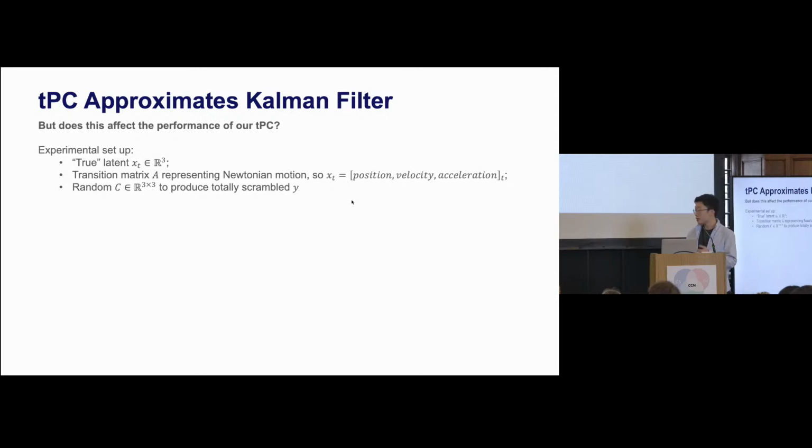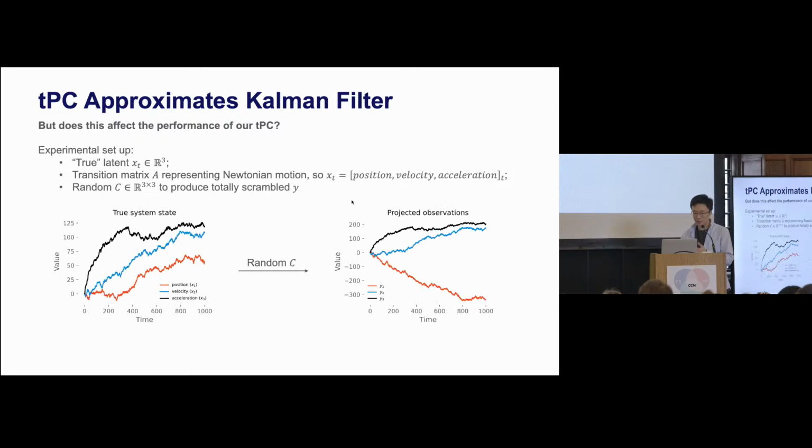with Kalman filter? So we set up this very simple simulation where we have these latent variables x t, which are three-dimensional vectors, which are also transitioned with this matrix A representing Newtonian motion. So at each point in time, x t is a three-dimensional vector representing position, velocity, and acceleration. And we also introduce this random matrix C to totally scramble the y so that you can no longer decode, well, visually probably, by eyeballing it, you can never decode what is the underlying x given the observations y.